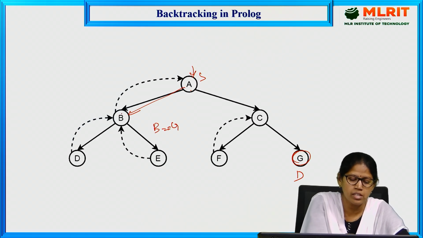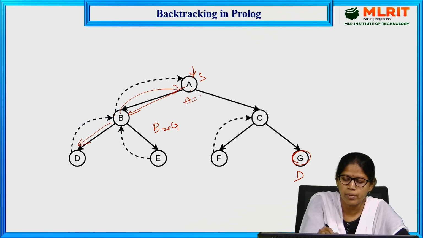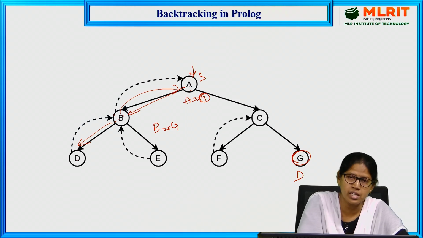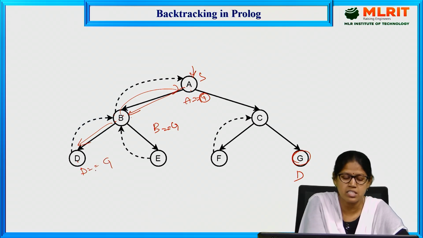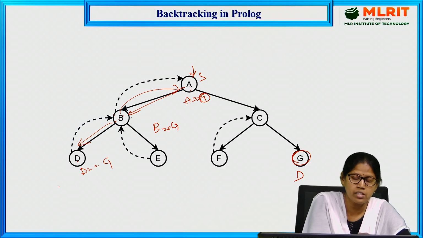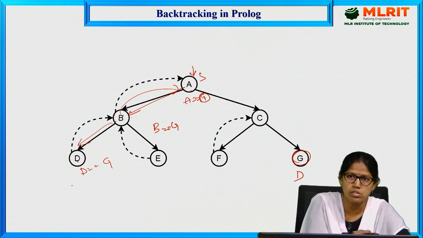When it went to A, it compared A equal to G, and A is not the destination node. It will not go back from B to A, because it already came from A to B. Next it goes from B to D, and again compares whether D equals G. No, it is not the destination node. Then it tries to search for children of D, but there are no child nodes of D.